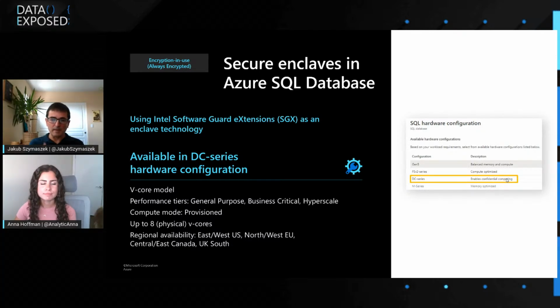Always Encrypted with enclaves is available to you. I want to mention just a couple of limitations that you should be prepared to expect in the near future or midterm future. Number one is that this hardware is available on relatively low performance machines with only 8 cores. That's how many cores can be associated to your database. I want to emphasize that these are physical cores, because hyperthreading is disabled on these machines.